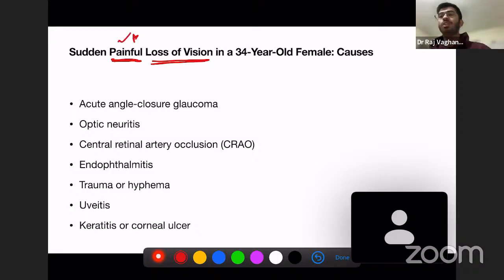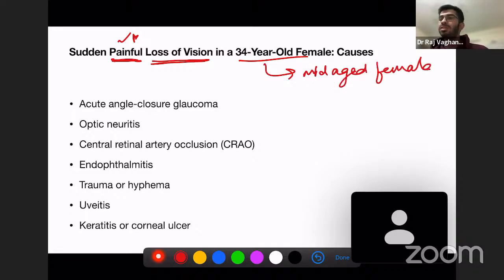We are discussing sudden painful loss of vision in a 34-year-old female, or you can say a mid-aged female, because this is not a young female or an older female. So we are going to discuss the causes for sudden painful loss of vision in a mid-aged female. This includes acute angle closure glaucoma. If you develop an acute increase in IOP, or intraocular pressure, then you can have sudden painful loss of vision.